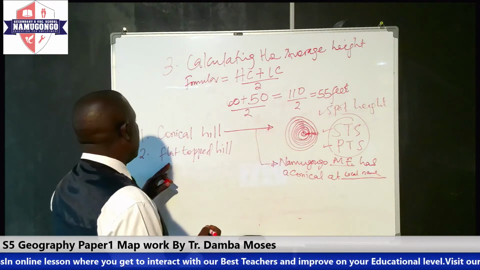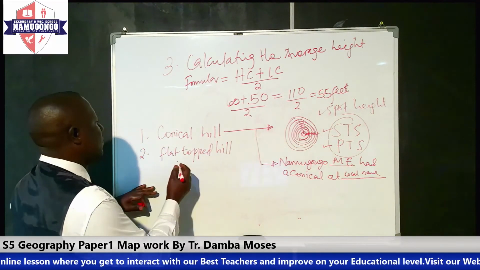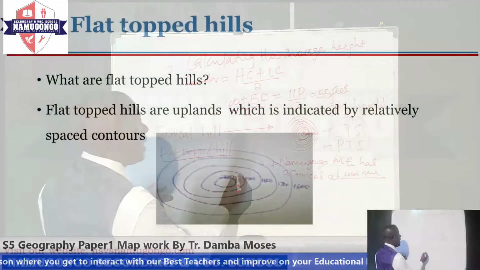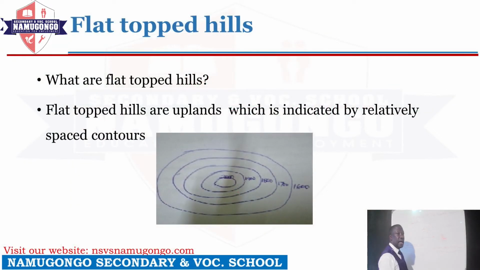Then, if it has a flat-topped hill, flat-topped hills are given by contours which are spaced. Okay? Flat-topped hills are uplands, but they are indicated by relatively spaced contours. As you can see here, the contours will be spaced. They will be spaced like this.